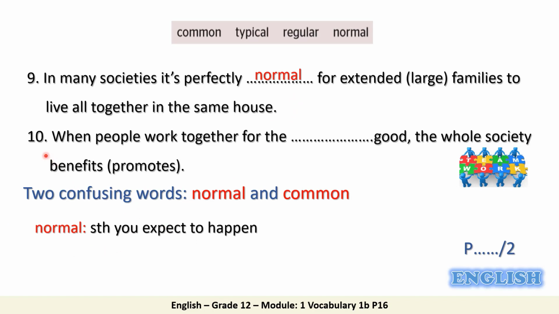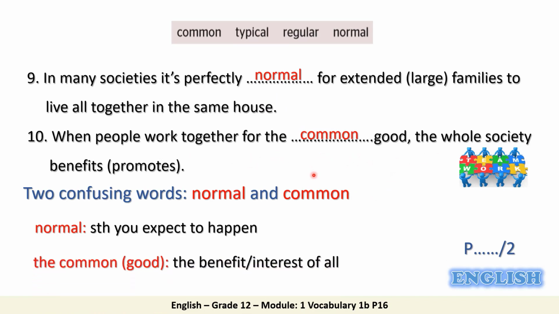How about number 10? When people work together for the common good. For the common good. This expression means for the benefit of all, for the interest of all. So, when people work together for the common good, the whole society benefits or promotes. Okay, let's continue.